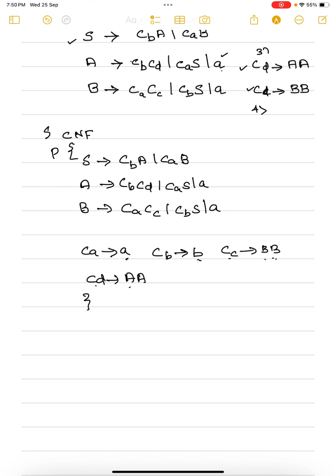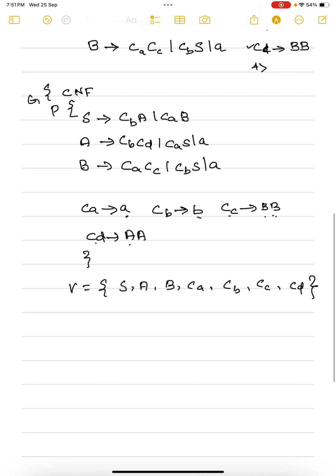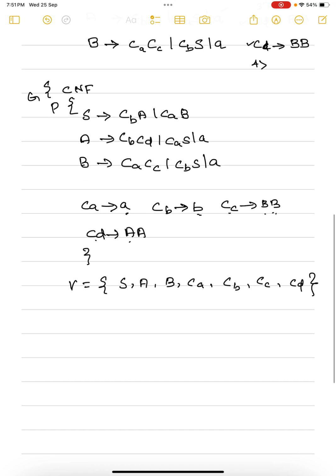If I want to define the entire grammar, then what is V? V is the set of non-terminals, and I have now introduced 4 new non-terminals. The set of terminals is going to be a and b only. The start symbol is going to be S. The set of productions is this one till this. So this is going to be my grammar in Chomsky normal form.